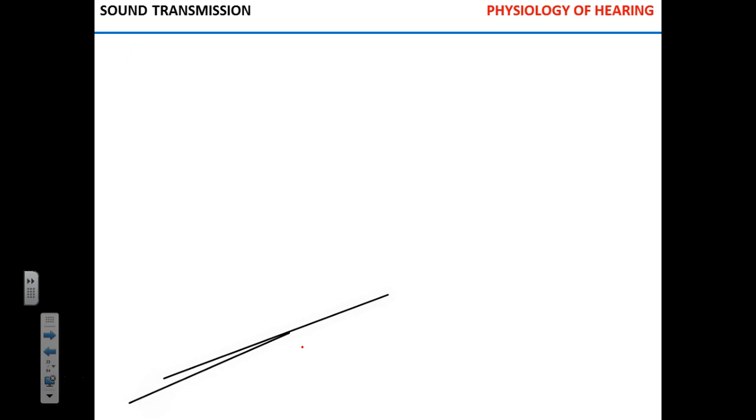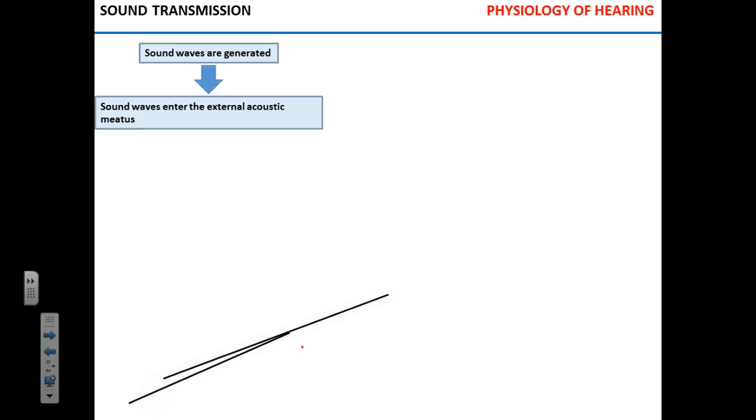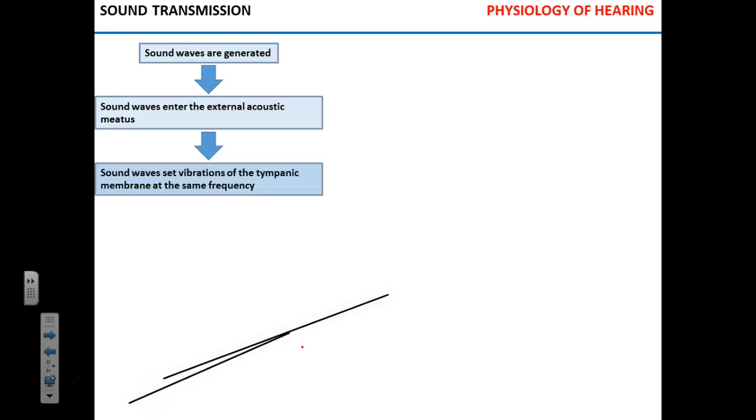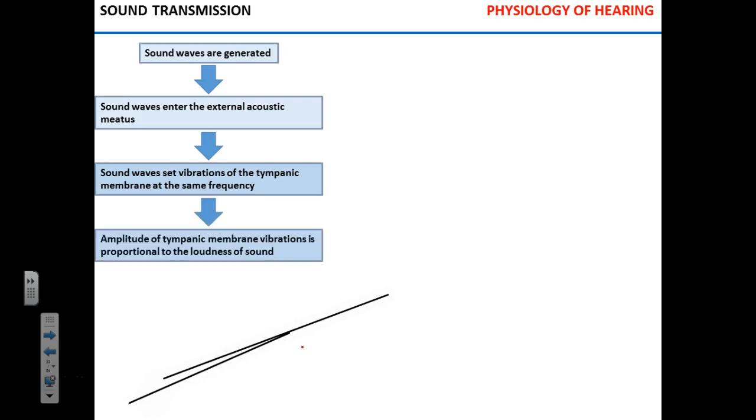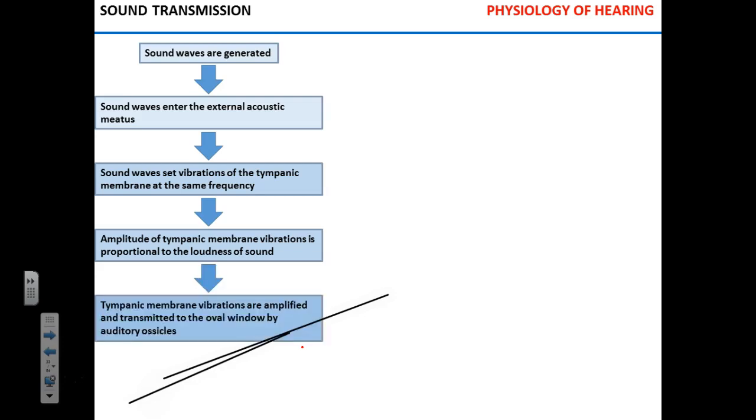Turns out I made a little animation, which is very unusual for me. So this is sort of the same stuff going in the form of a flowchart. So sound waves are generated, enter external acoustic meatus, set vibrations of the tympanic membrane at the same frequency. The louder the sound, the higher the amplitude. These vibrations are transmitted to the oval window by auditory ossicles.